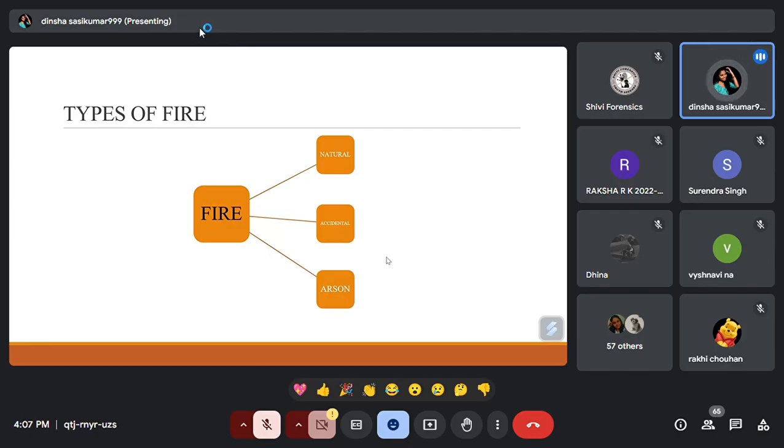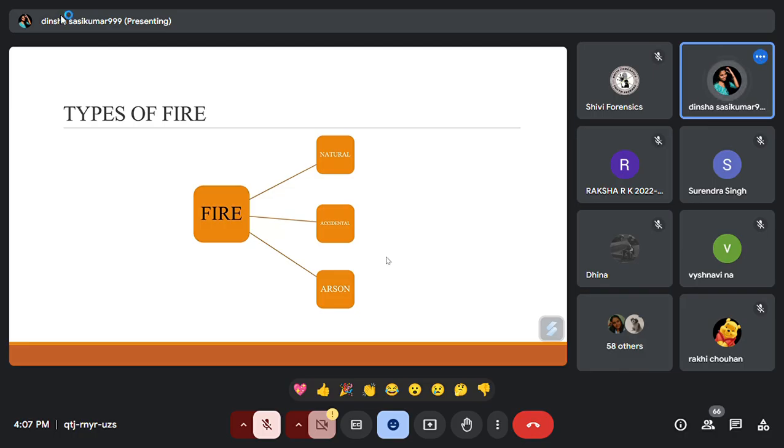So, as I have already mentioned, natural fire is caused by natural means like lightning, or spontaneous ignition of oily rags, sawdust, and so on. And accidental fire is caused by accidental means like overloading, jury rigging, or any kind of unsafe burning practices or welding practices. So these are natural and accidental fire. And the third one is arson.